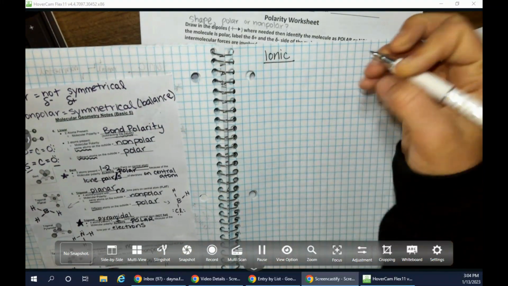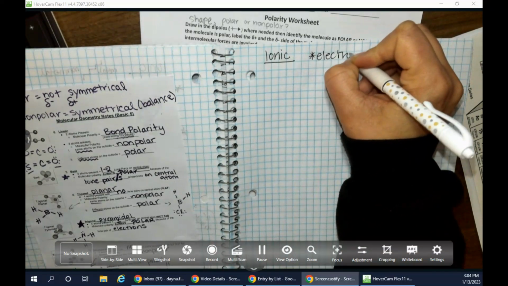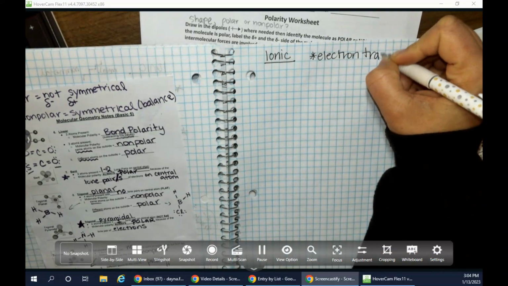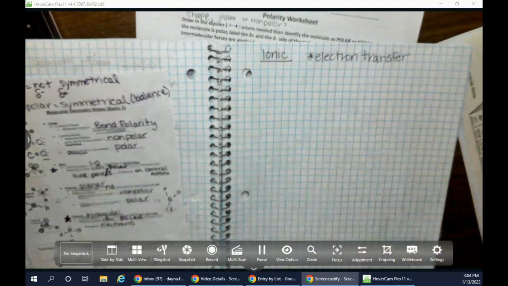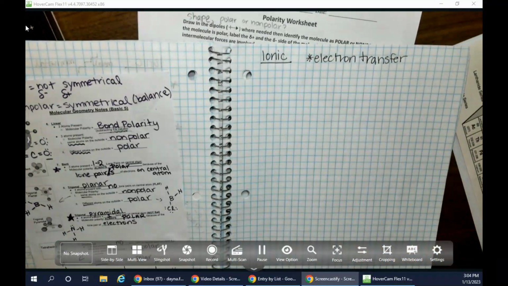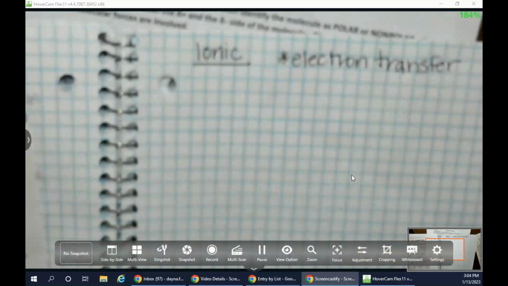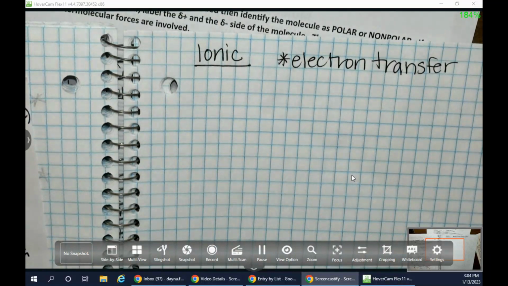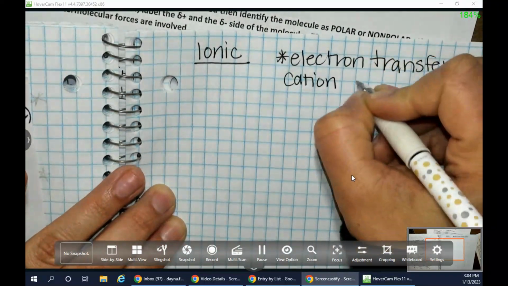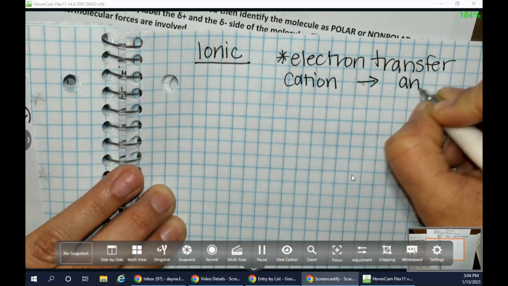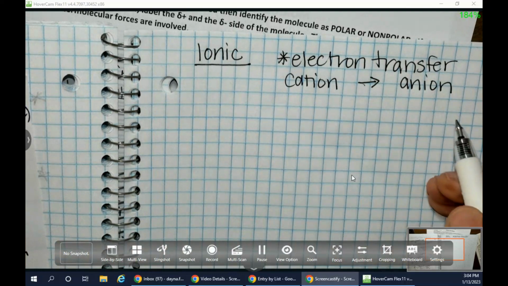Okay, so a couple things about ionic. We're dealing with an electron transfer as opposed to on our covalent stuff, it's electron sharing, right? So this is where an electron was actually moving from one thing to the other, okay? And more specifically, it was moving from a cation to the anion, okay? Electron transfer from my cation to the anion.